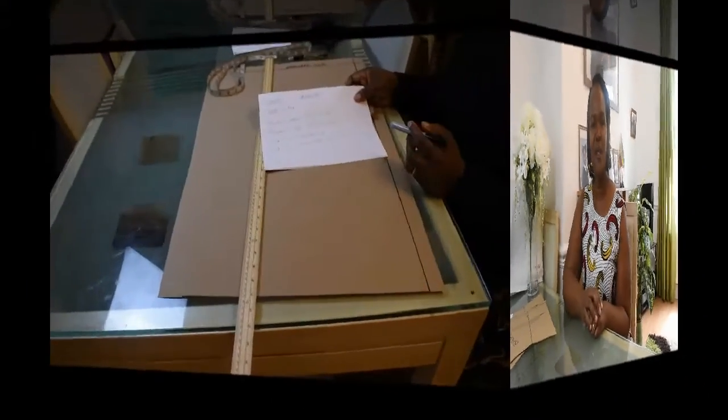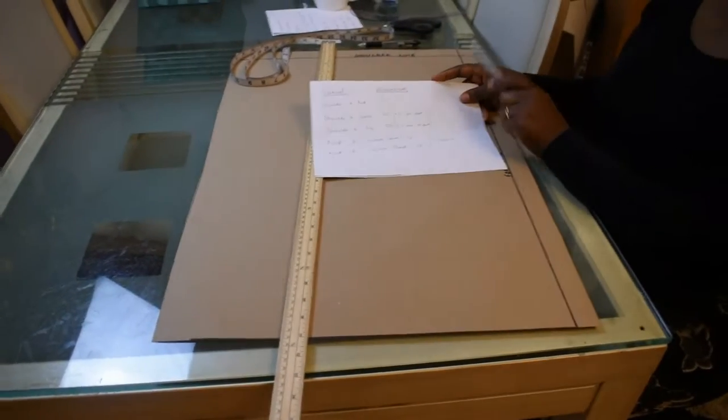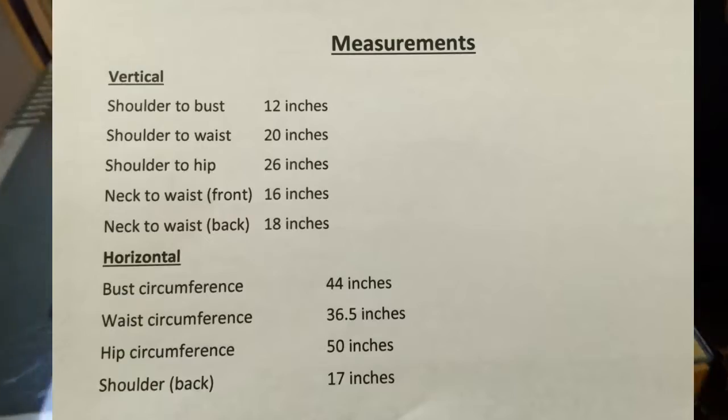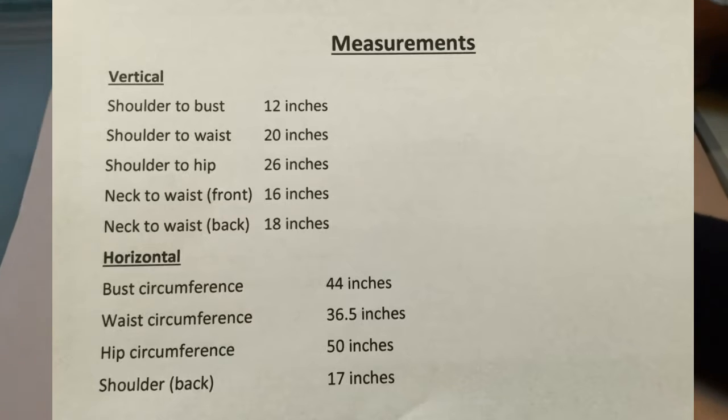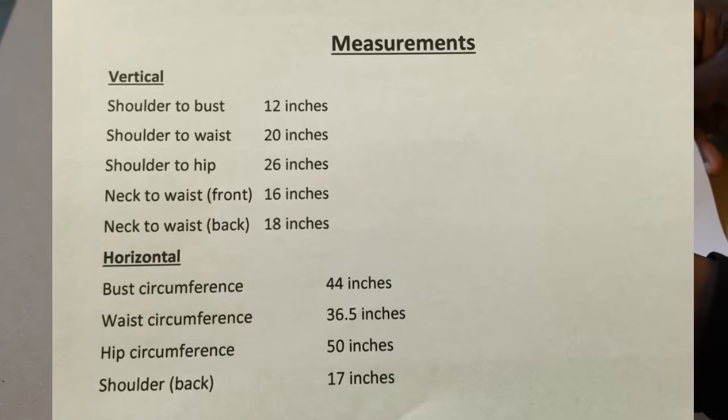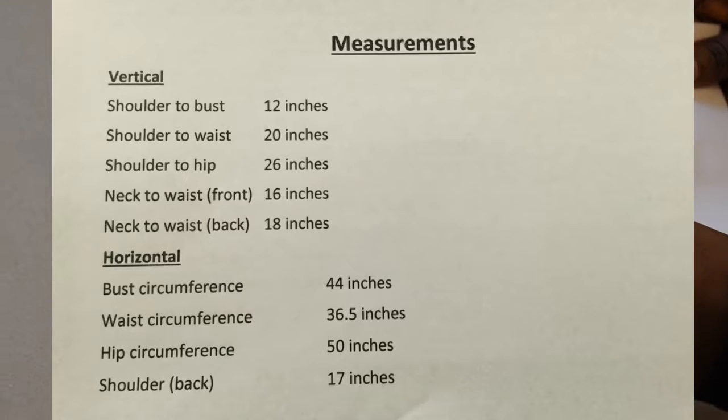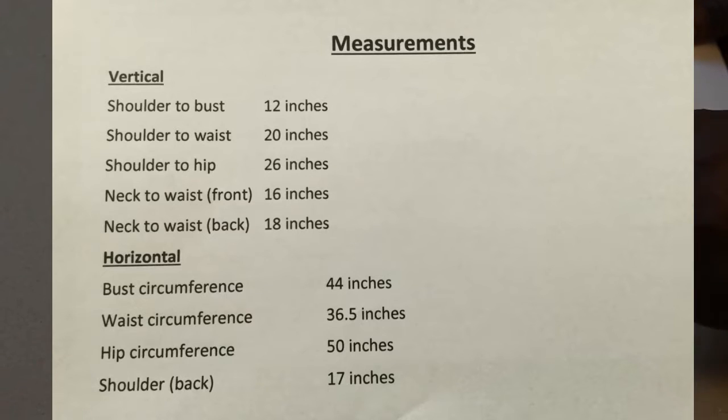First, I'm going to explain the measurements, okay? The vertical measurements are as follows. Shoulder to bust, mine is 12 inches. Shoulder to waist, 20 inches. And shoulder to hip, 26 inches. We're going to add 2 inches for the dart. I'll explain this later as we get into the drafting of the pattern, okay?